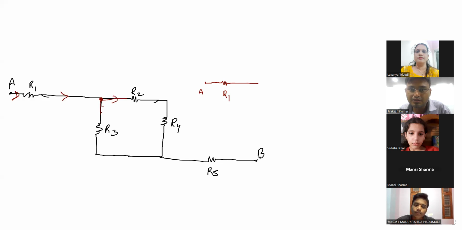Okay, I'm changing the color. It is getting divided into two parts. In this segment, R2 and R4 have no point of current dividing. So R2 and R4 are in series to each other. R2 and R4 only. So at this point, I'm dividing it into two paths. Okay, Lavanya, understanding? Yes, sir.